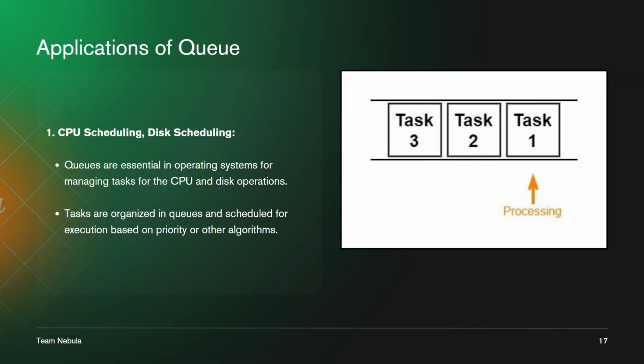Let's explore some of the real-world applications where queues come in handy. CPU scheduling and disk scheduling. In operating systems, queues are used to manage tasks for the central processing unit and to handle disk operations efficiently. Tasks are placed in a queue and scheduled for execution based on priority or other algorithms.